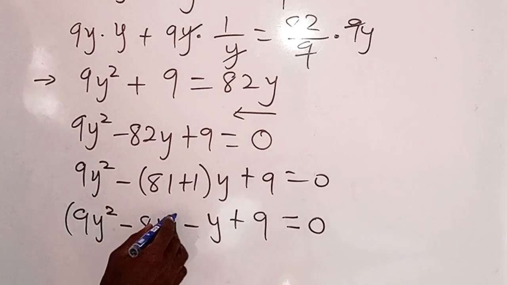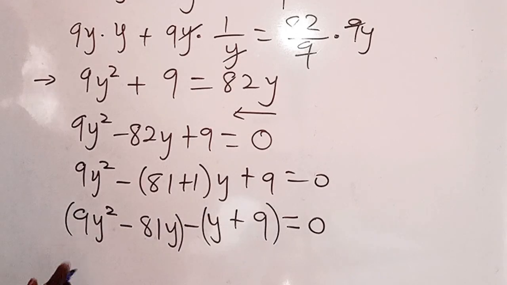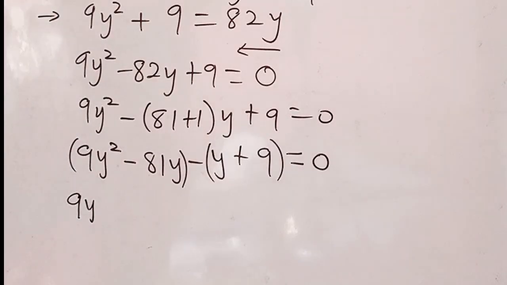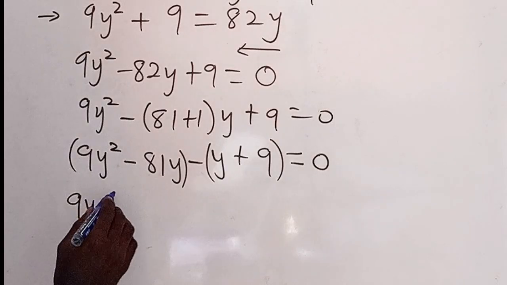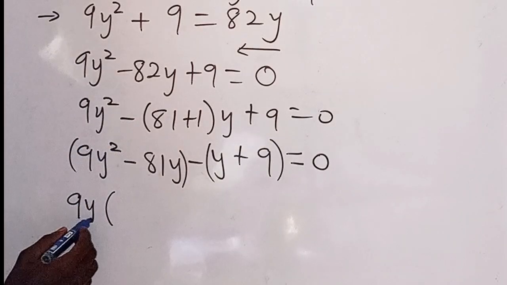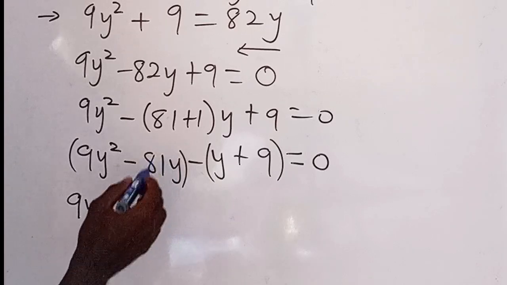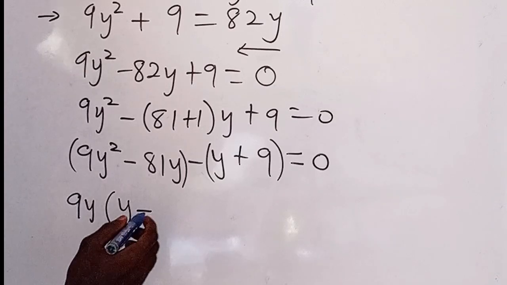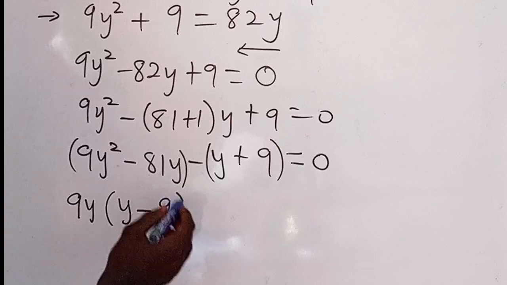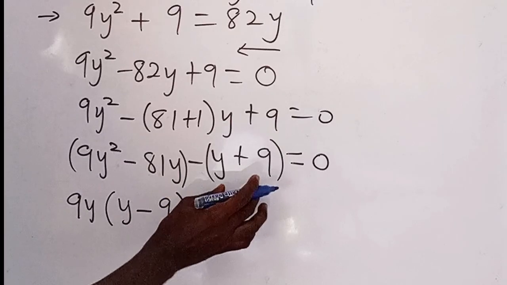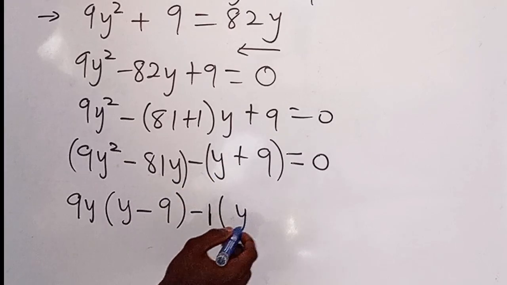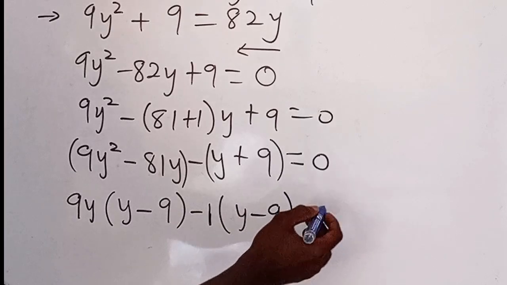So now let's group this into 2. Here we look at the common factors. Here we have 9y to be the common factor. So 9y into bracket here, 9y squared divided by 9y, we're going to have y, minus 81y divided by 9y, that's going to give us 9. Right, minus, so the common factor between y and 9 is 1. Bring it out and we have y, then minus 9 equals 0.